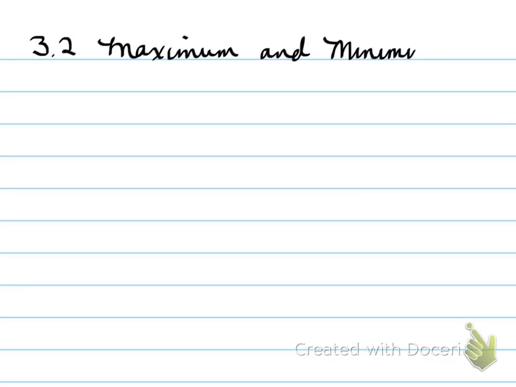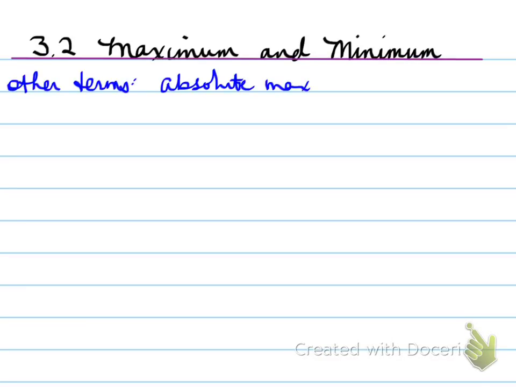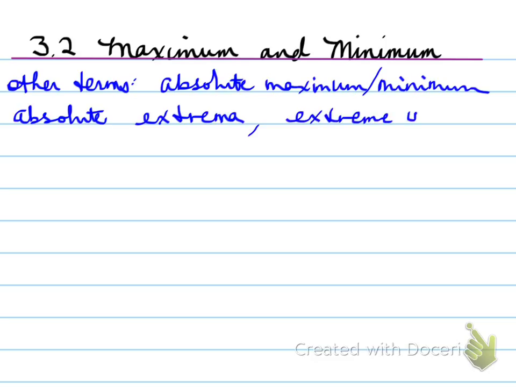All right, 3.2, maximum and minimum. Other terms that we use for maximum minimum are absolute maximum or minimum, absolute extrema, and extreme values. Now, when we ask for absolute extrema, they usually are absolute extrema points. When we say extreme values, what I'm looking for are the y values, and they would be considered either a max or a min. So please, when I ask for extreme values, you will tell me whether it's a max or a min and the value that it's at.